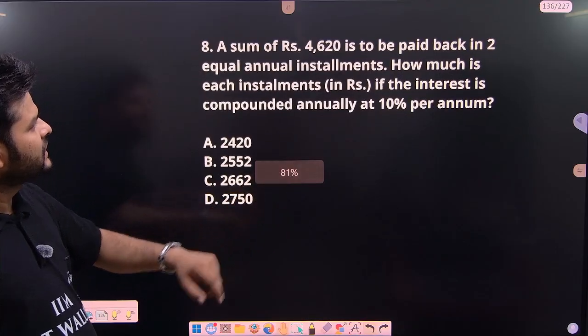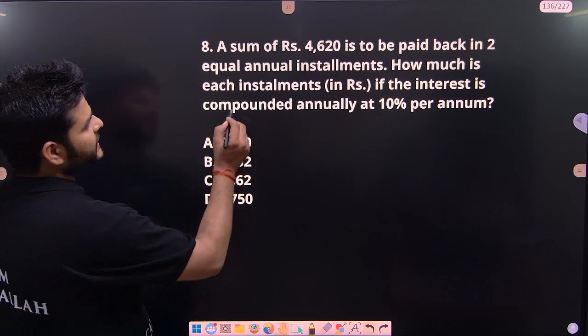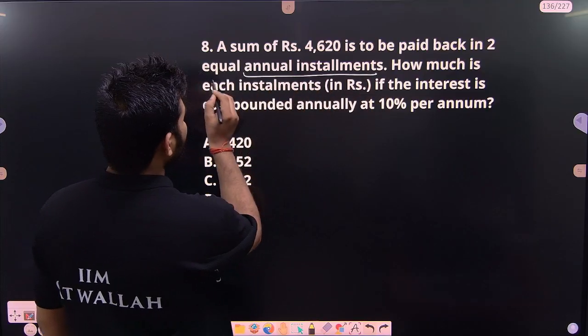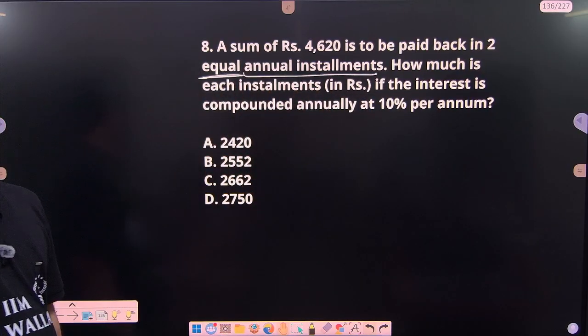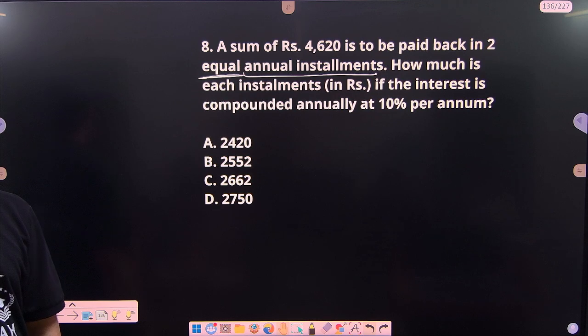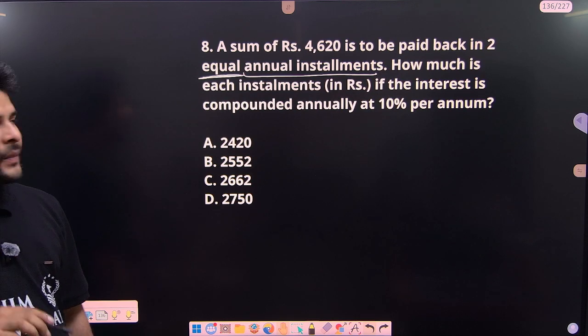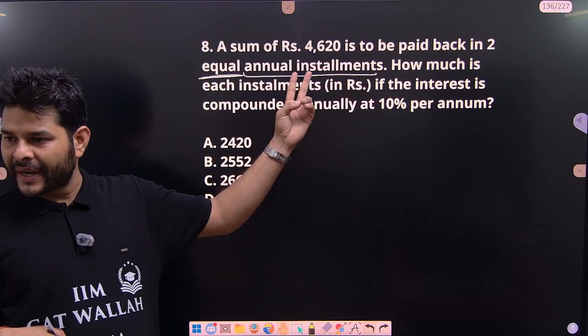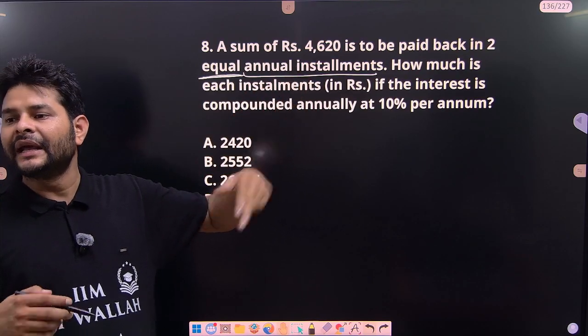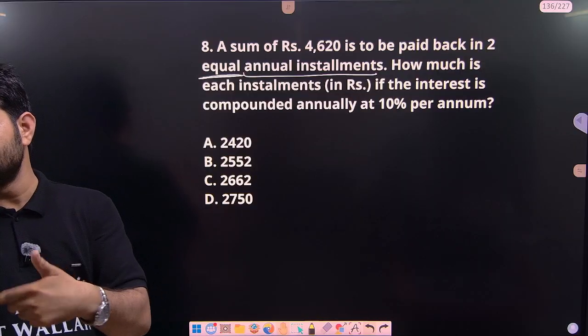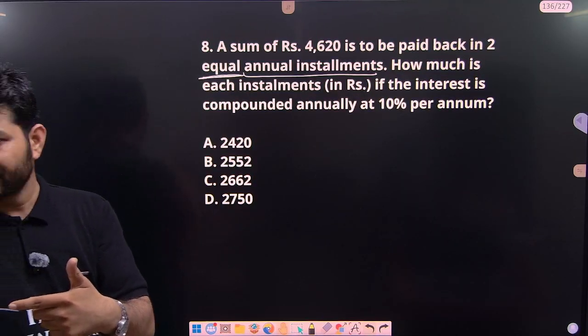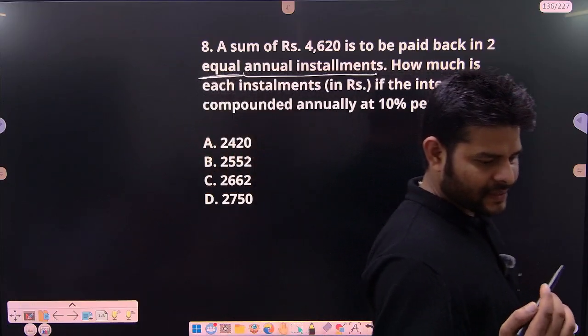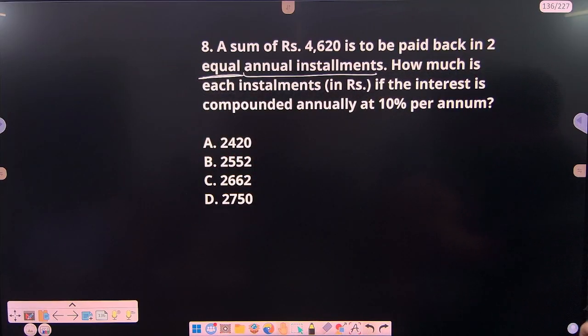Take your time, guys. Annual equal installments, but all the installments are equal. So first you need to make the installments equal. But over here the installments are paid on a yearly basis, so you need not change the rate. The rate would be the same. There is no fluctuation in rate. Take your time.